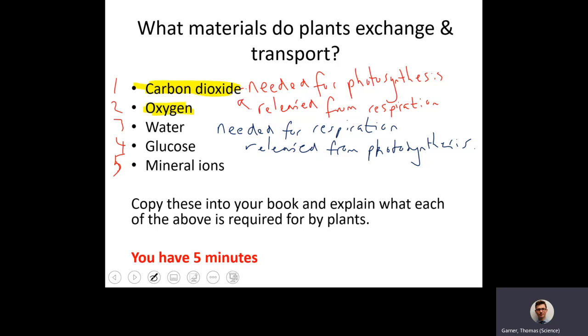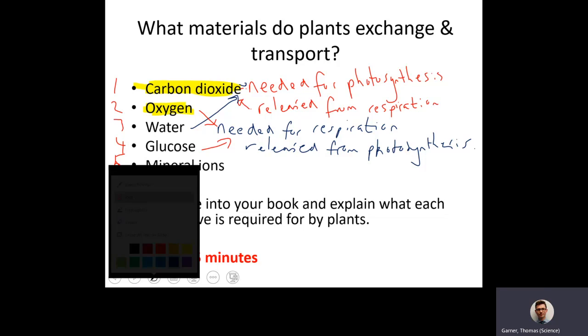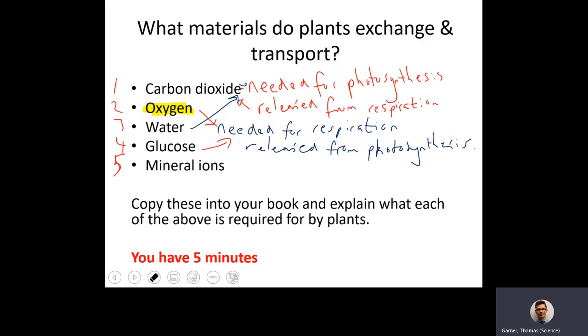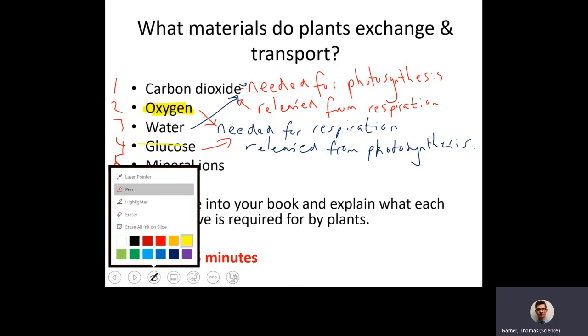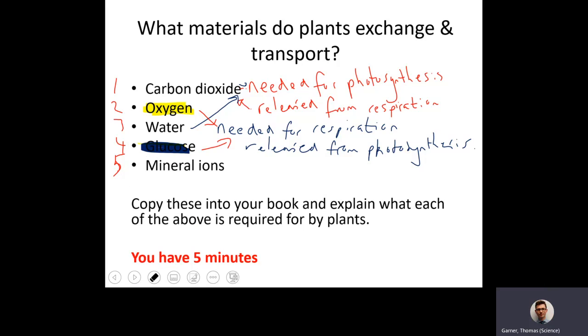Water is the same as carbon dioxide, so that's there. And glucose is the same as oxygen. Let me just do those like that. Let's do glucose and, oh, I'm not very good at this, am I? Glucose and oxygen is this one, so needed for respiration, released from photosynthesis.